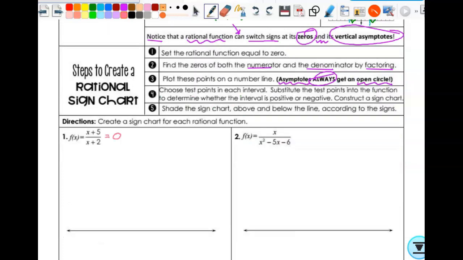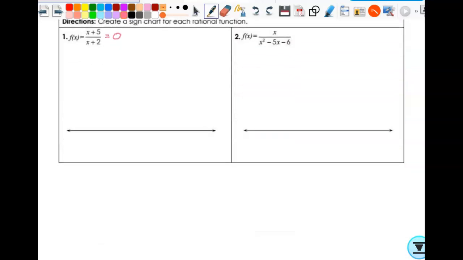So that means that if the denominator is 0, I'm going to have a vertical asymptote. So when I find the zeros of the numerator, that gives me the zeros of the function. The zeros of the denominator give me the asymptotes, the vertical asymptotes. Okay? So we're going to take this, and the first thing I want is my zeros.